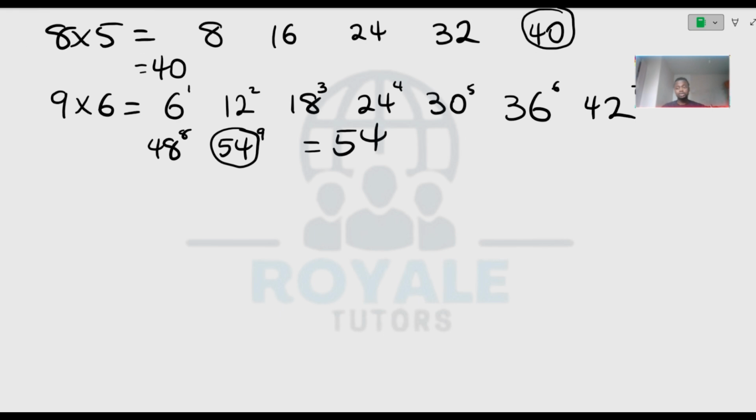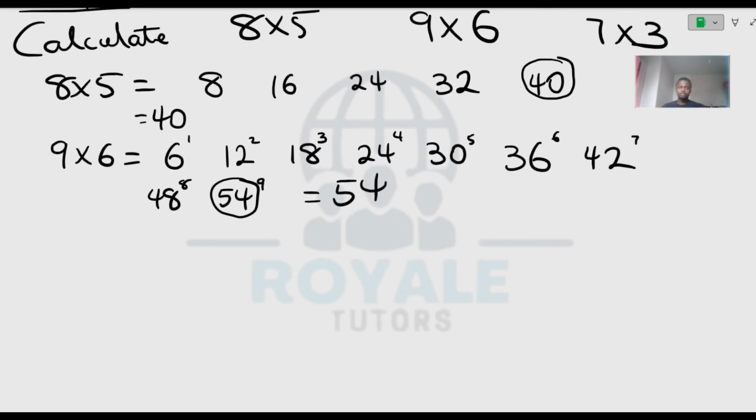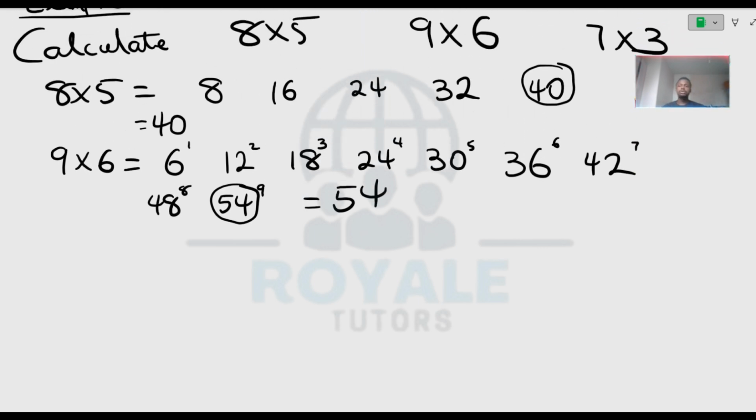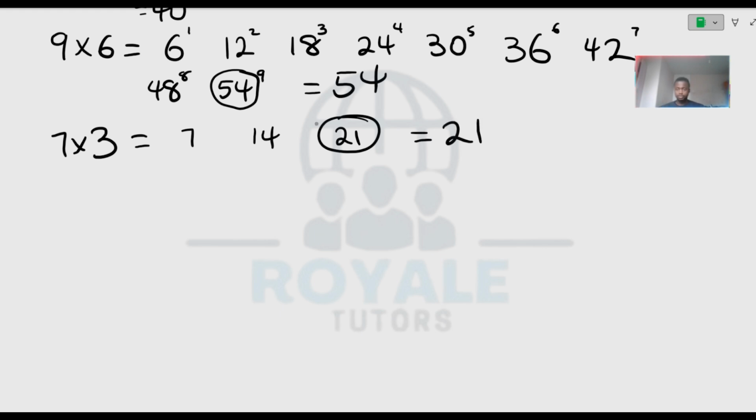So I'm not dwelling so much on them because I know these are things that we must have learned in key stage 1. And this is a key stage 2 math. So it's just for me to do a little recap. So the next one is going to be 7 times 3. So I can count 7 3 times. 7, you have 14, then you have 21. So this is the answer to 7 times 3.